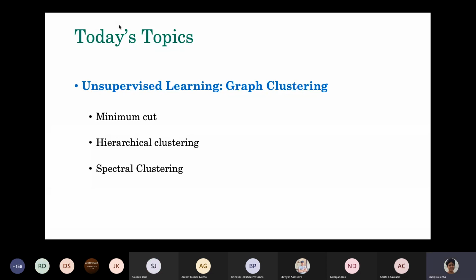Okay. So with the k-nearest neighbor classification, we almost completed the supervised learning part of our course. Now we will go to unsupervised learning. In unsupervised learning, we will first learn about graph clustering. So, about graphs and graph clustering: how do we do unsupervised learning on graphs?